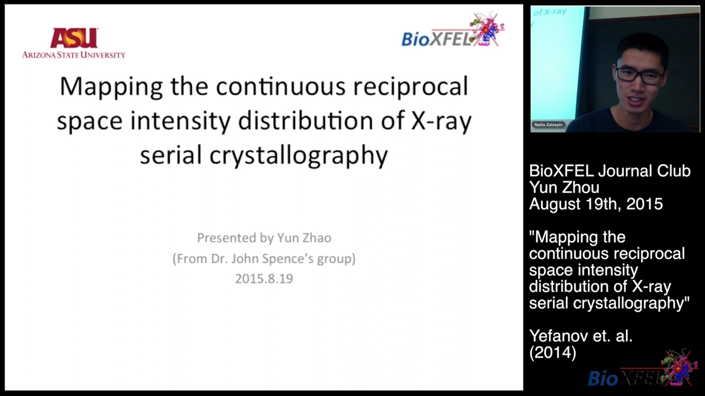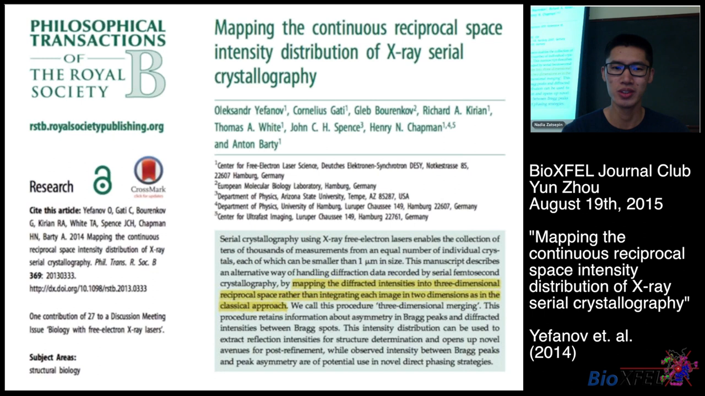So here's the paper. In this paper, they proposed a new way to measure the data. The feature of this method is in the title: it's mapping a continuous reciprocal space. Notice the continuous. In the classical method, they are actually mapping the black spots, right? The black spots are discrete. For this paper, they introduce a new way of mapping the continuous reciprocal space. I will illustrate this idea later on.